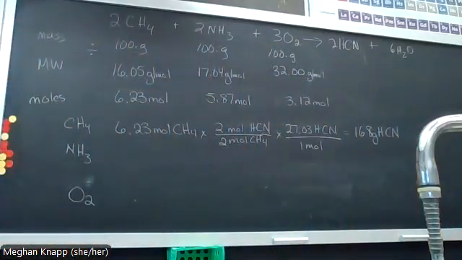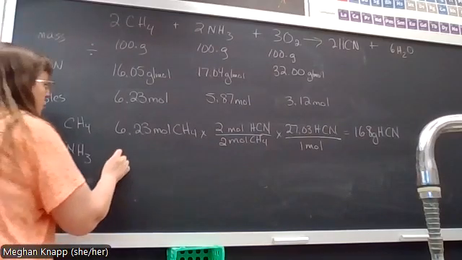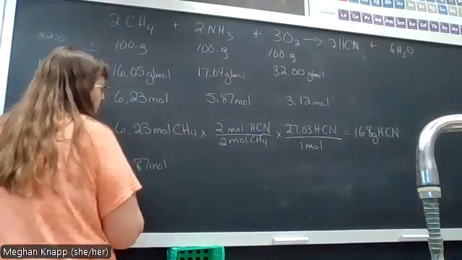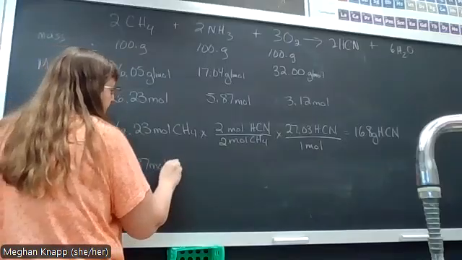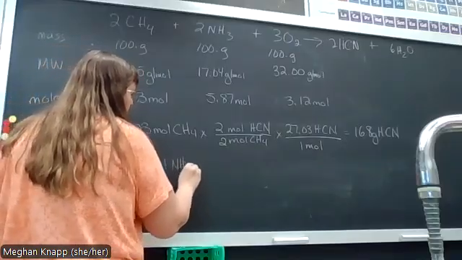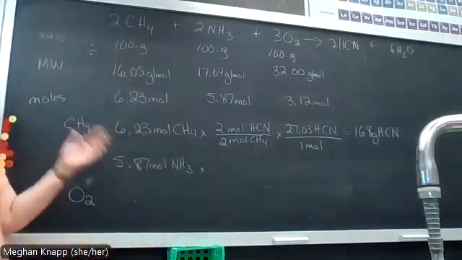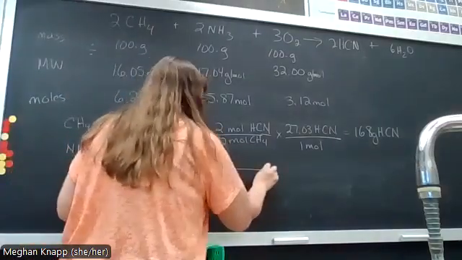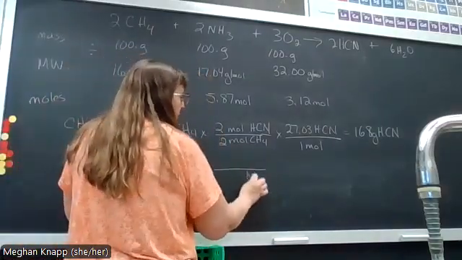So I get 168 grams of hydrogen cyanide. So we're going to go through that same process with ammonia. Take the moles of ammonia. Make sure I have number, unit, and chemical. And that way, when I set up my step 2 conversion, I know what chemical to put on the bottom. I'm trying to get rid of ammonia, so that's going to go on the bottom.